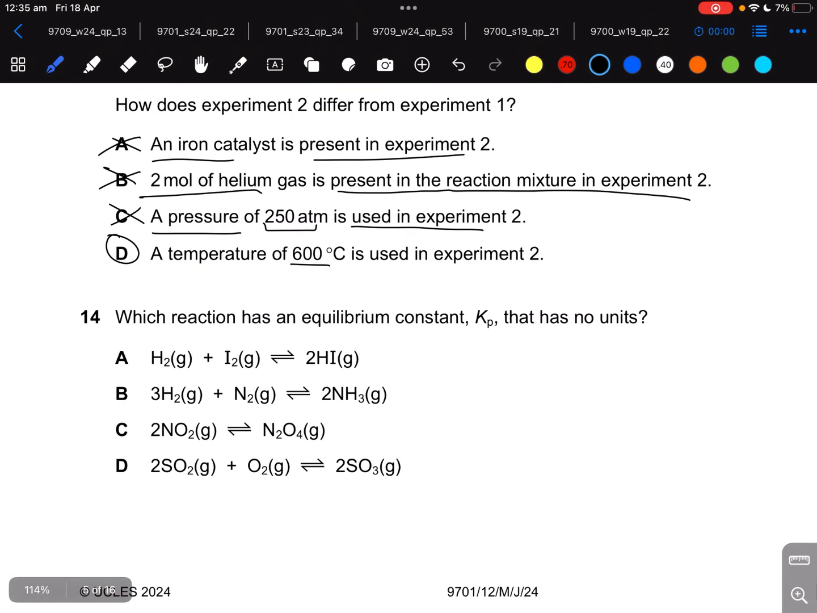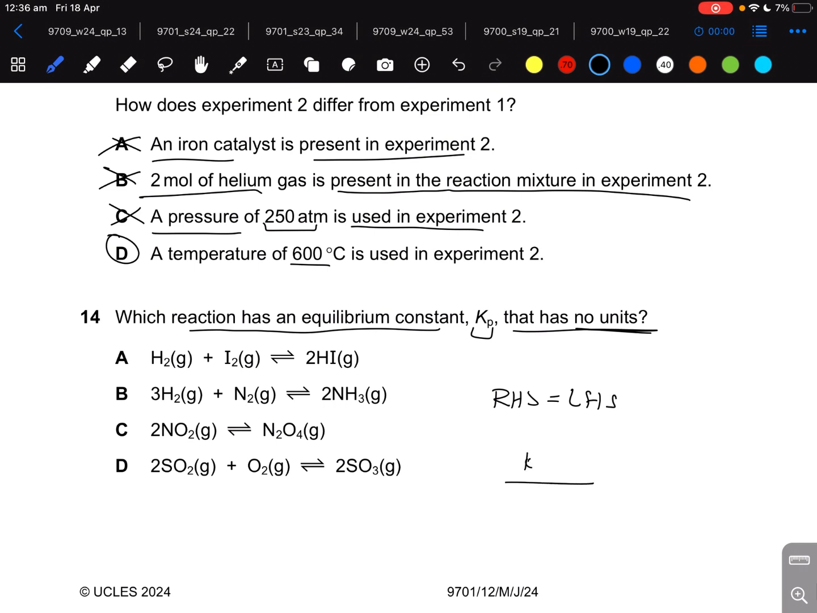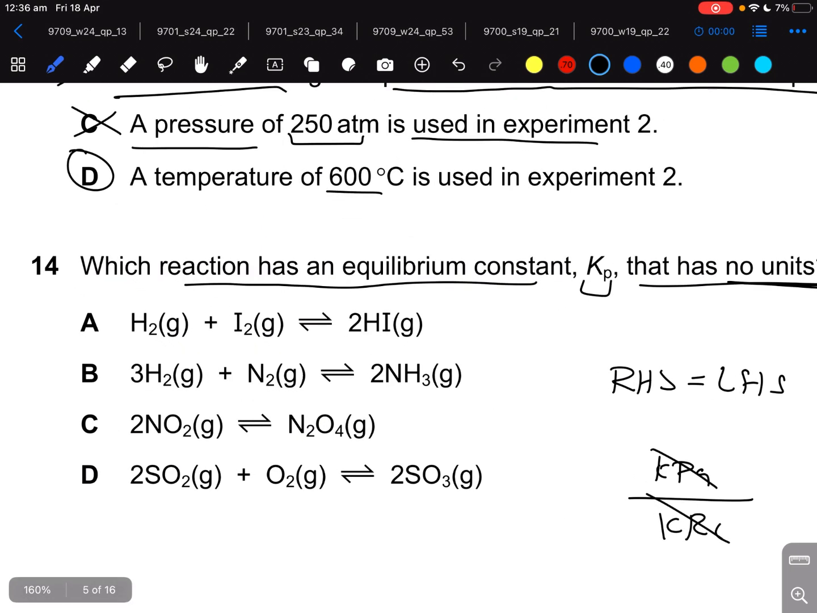14. Which reaction has an equilibrium constant Kp that has no units? No units means the total number of moles on the right hand side is equal to the left hand side. That means they cancel in the Kp expression. So then let's look at the total number of moles. Here's 2, here's 2, correct, but let's leave it on the side.